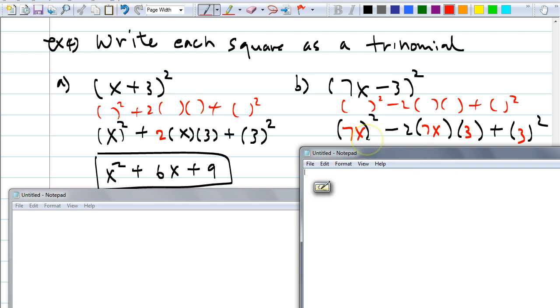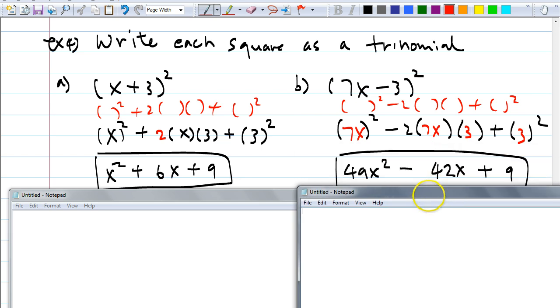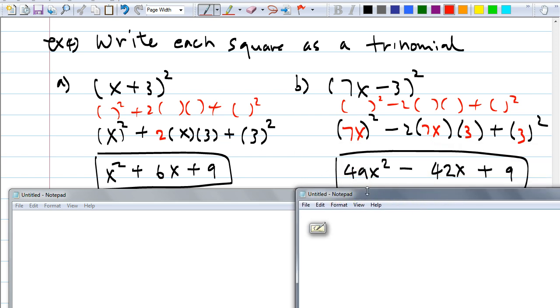What's 7x squared, by the way? Is this 7x squared? No. Is it 14x squared? No. What's 7 times 7, guys? Please be careful. Many times people will write down 14 or leave it as 7, something like that. It means 7x times 7x, right? You should have gotten 49x squared minus 42x plus 9. Does that make sense? Yes. And you get what I'm trying to say?